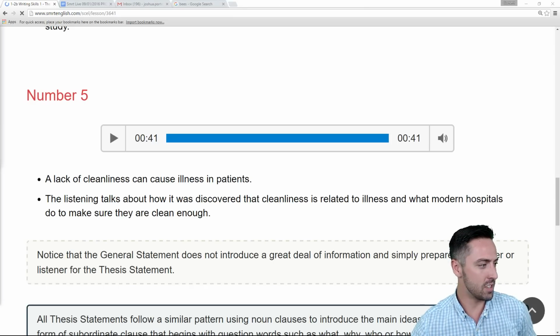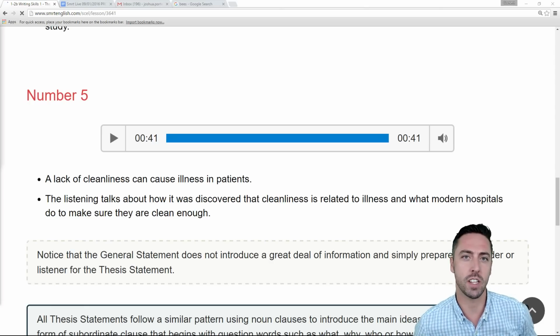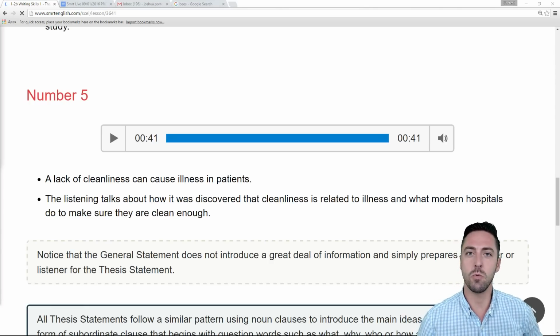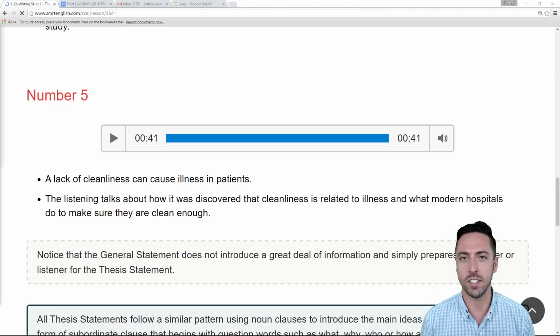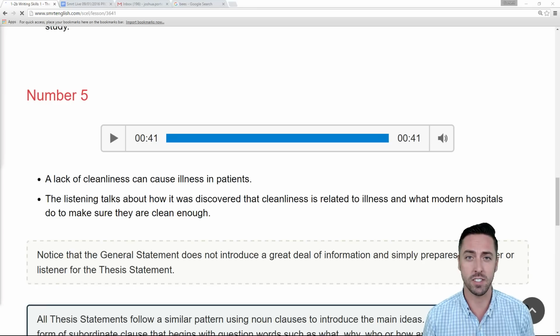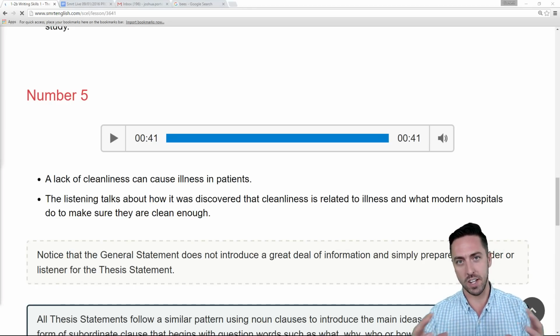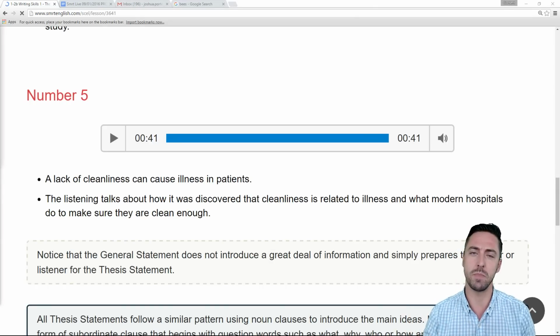Rosa says, is writing the thesis statement the subject of the class? For this class, we are simply describing thesis statements. And yes, we're going to write some thesis statements based on these subjects that we've listened to. We are also going to talk about general statements to introduce the general idea and talk about the difference between the two.